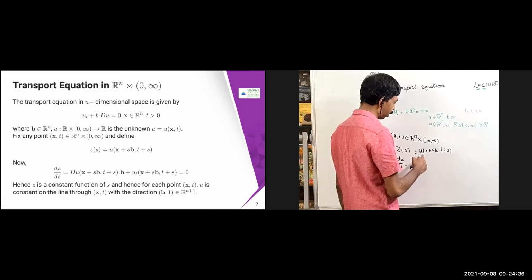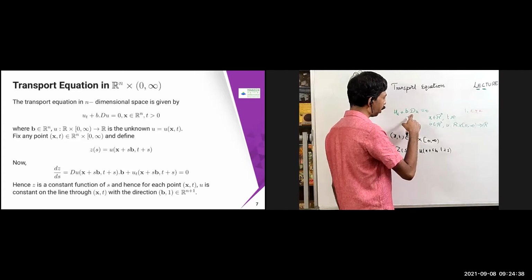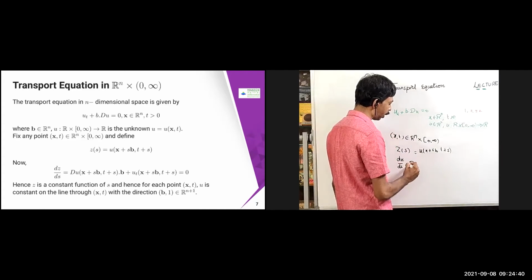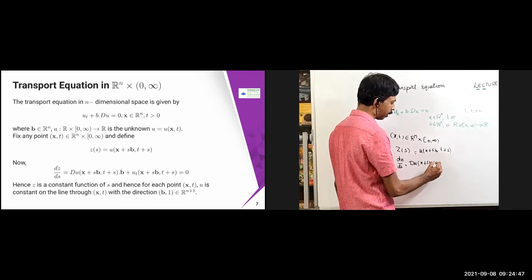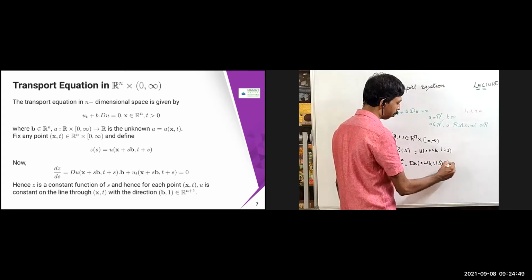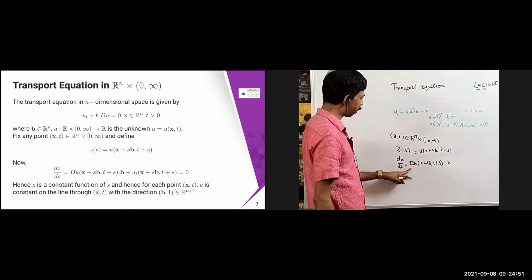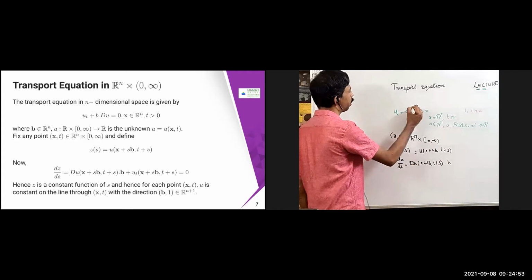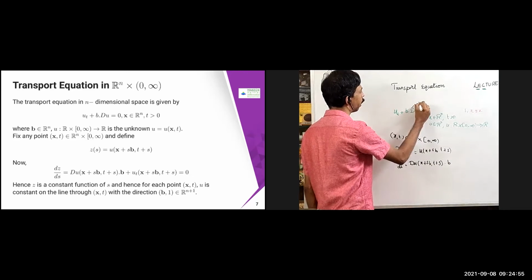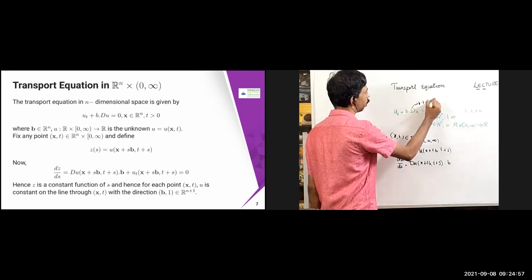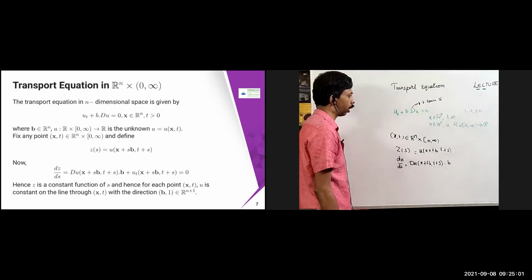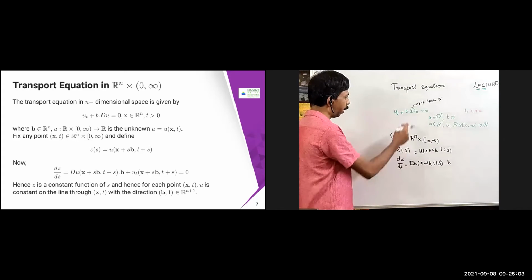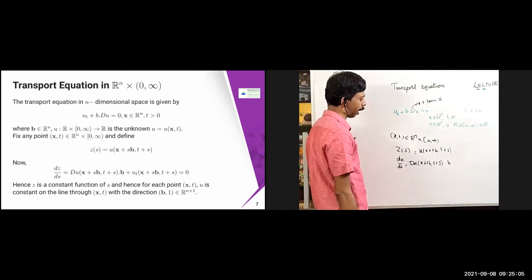dz/ds is nothing but you have to take the derivative. So D means the total derivative I'm going to take. So Du of (x + sb, t + s). Capital D means this is with respect to the space variable, meaning x, where x belongs to R^n. So this is capital D, with respect to x, the space variable.